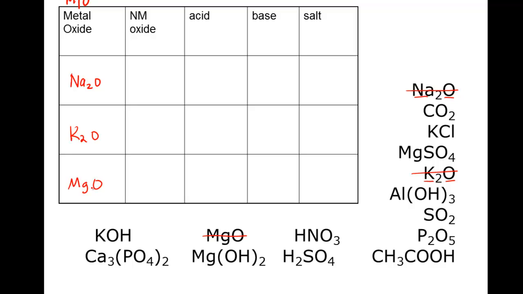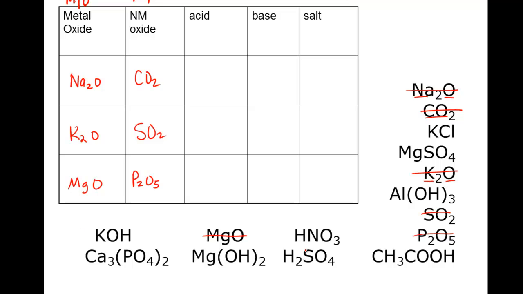For the nonmetal oxides, again, I'm looking for a binary compound. I'm looking for a nonmetal and oxygen. Again, binary compound. I've got CO2. And I have SO2, and I have P2O5. Now just a note, the naming for these, carbon dioxide, sulfur dioxide, and diphosphorus pentoxide, using prefixes.